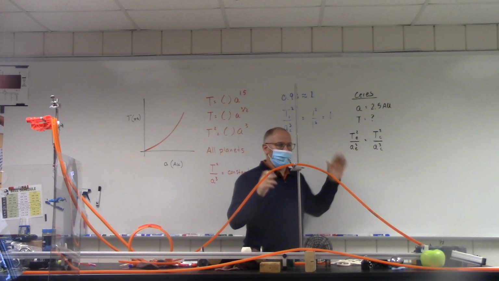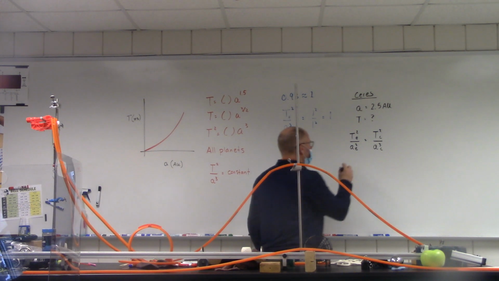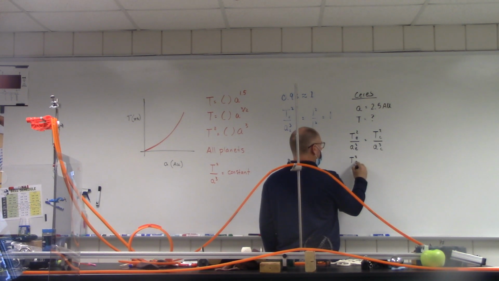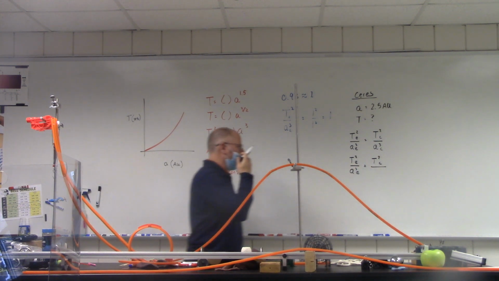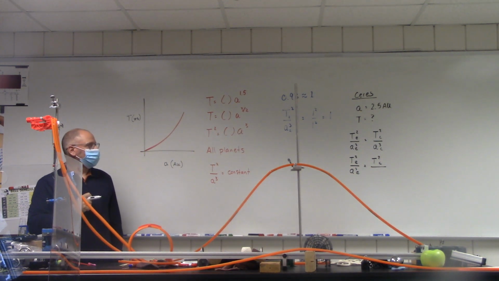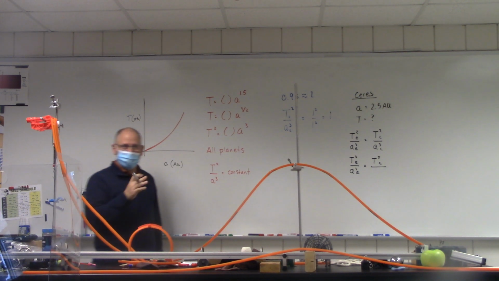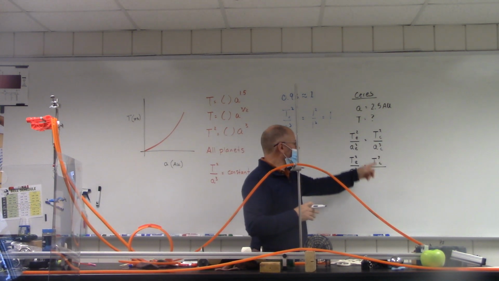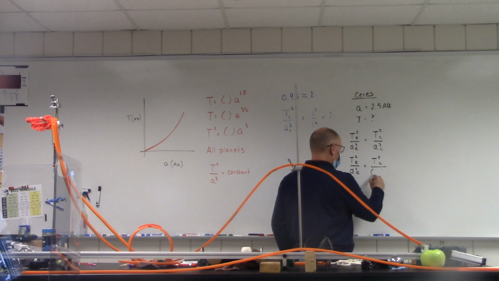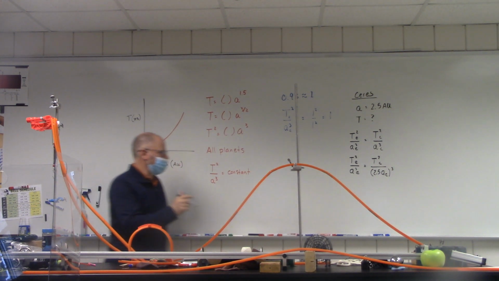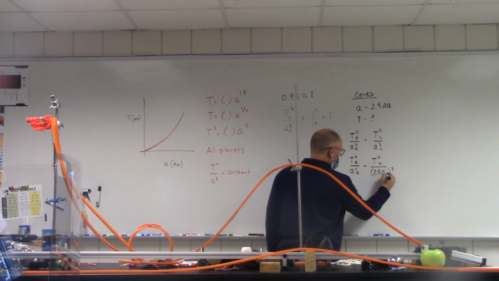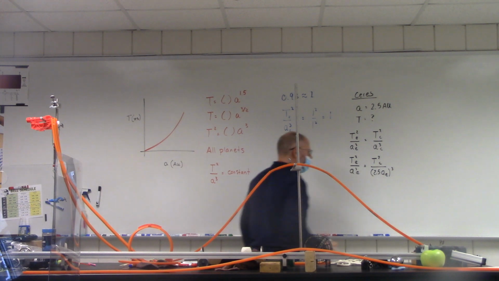Is that cool? So now I'm going to do a little bit of manipulation here because I think it's a little bit easier to see it this way. So I have t squared for Earth over a cubed for Earth is equal to t squared for Ceres over what? So I know that Earth is 1 AU, so what is the a for Ceres then? It's 2.5 a Earth, cubed.